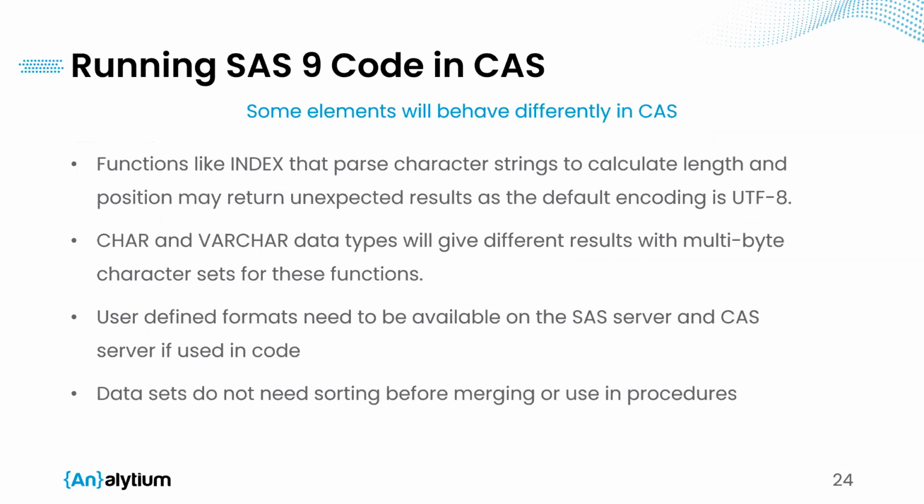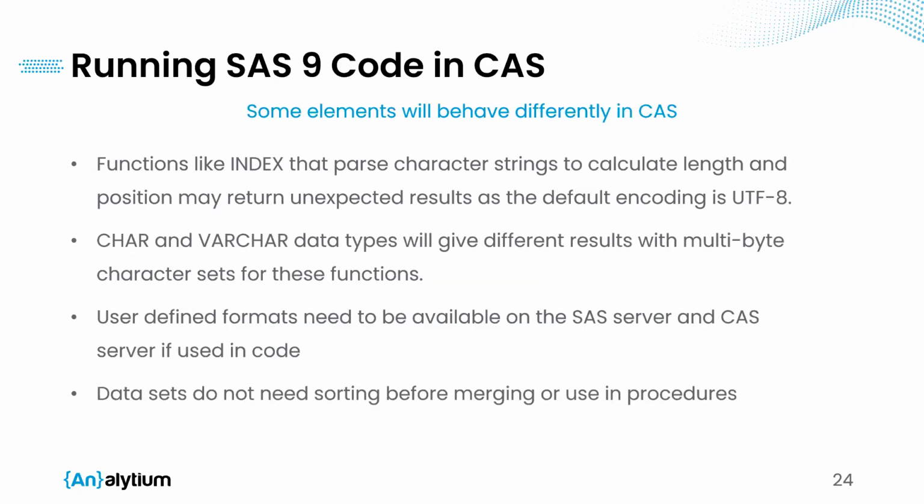Some elements behave differently in CAS. One of the significant changes in Viya is that the default encoding is UTF-8, which allows for multi-byte character sets, and there are also additional data types available in CAS. So with those multi-byte character sets, you'll get different results for char and varchar, so you need to be very clear over how you're using those. Functions like index that parse character strings to calculate length and position may return unexpected results.